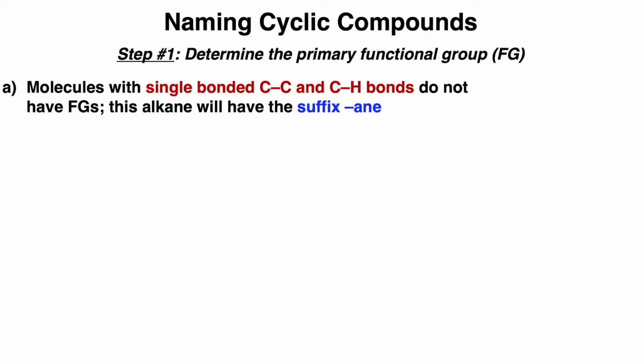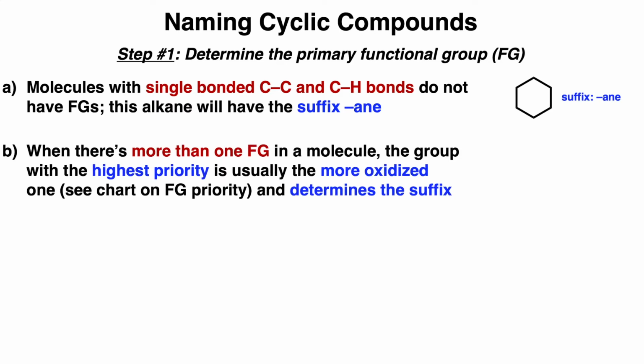Again, molecules with single bonded CC or CH bonds do not have functional groups, so alkanes will have the suffix or ending of ane, just like the molecule on the right. When there's more than one functional group in a molecule, the group with the highest priority is usually the more oxidized one, which then determines the suffix. In this example, it contains both an alcohol group and a ketone. So if we refer to the functional group priority chart, we'll see that ketones have higher priority than alcohol groups. So the ketone will be our primary functional group, giving our molecule a suffix of -one, while the alcohol group will give us a prefix of hydroxy.